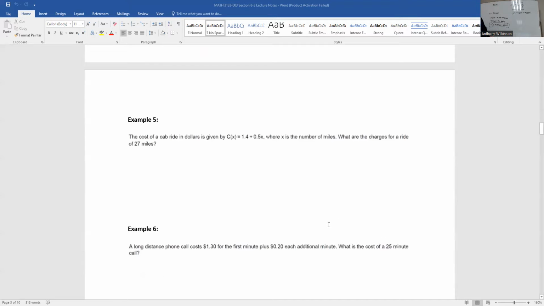All right, take a look at example 5. The cost of a cab ride in dollars is given by C of X equals 1.4 plus 0.5X, where X is the number of miles. What are the charges for a ride of 27 miles?